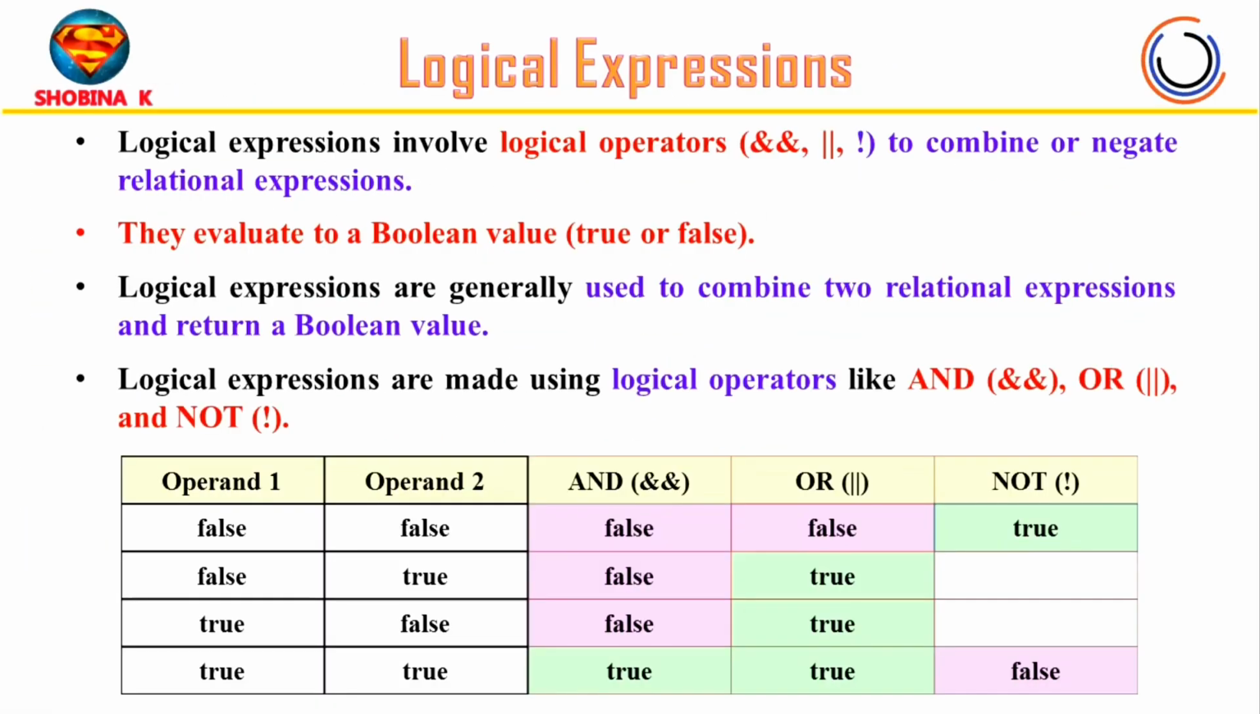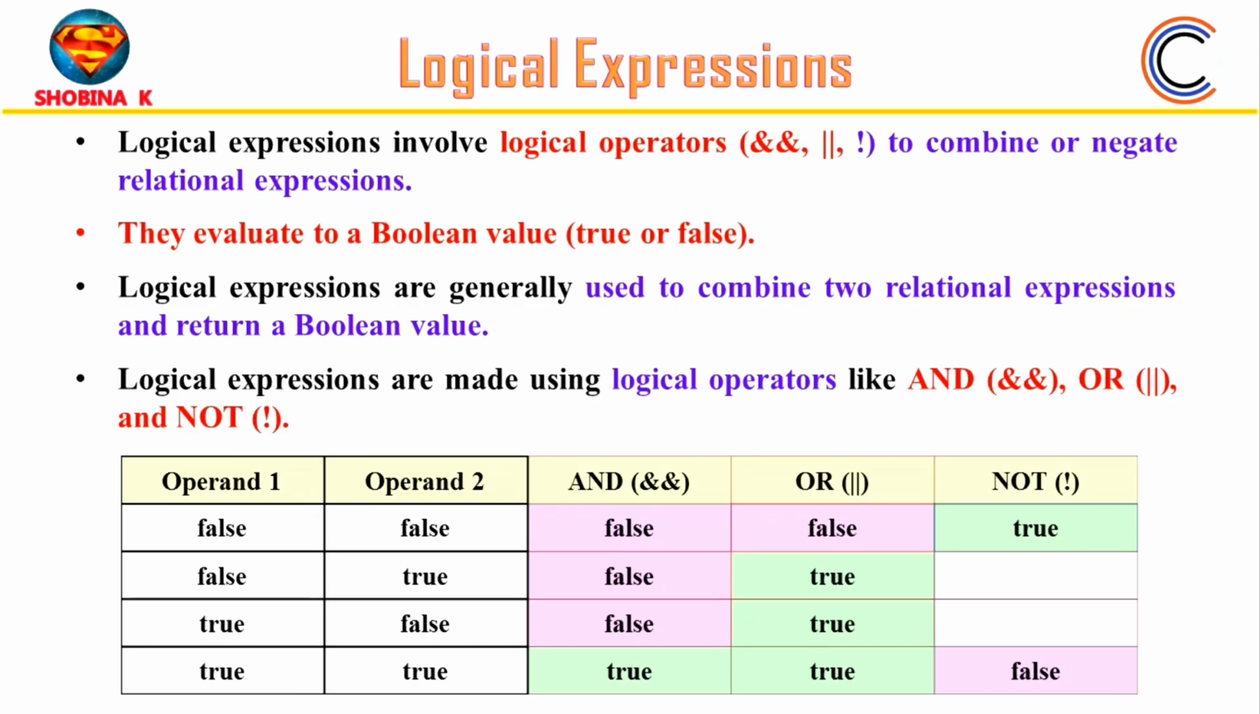Next, we have logical expressions. Logical expressions include logical operators such as and, or, and not to combine or negate relational expressions. They evaluate to a Boolean value which can be either true or false. The logical expressions generally combine two relational expressions and return a Boolean value. Logical expressions are made using logical operators like and, or, and not.